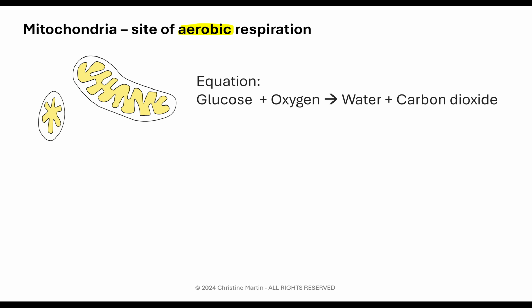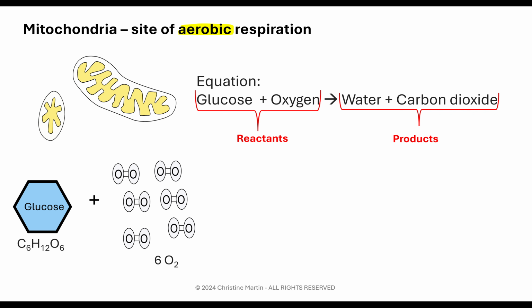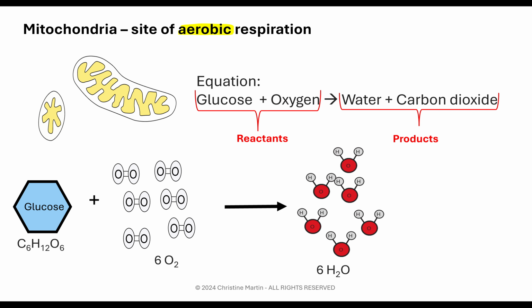Now, if you're a higher level student, you should know how to write the chemical symbol equation along with balancing it. So the key thing to know is that glucose, chemical formula is C6H12O6. Oxygen is O2. Now, to balance the equation, remember your sixes. C6H12O6 plus 6O2 will react to produce 6 water molecules, H2O, and 6 carbon dioxide molecules.